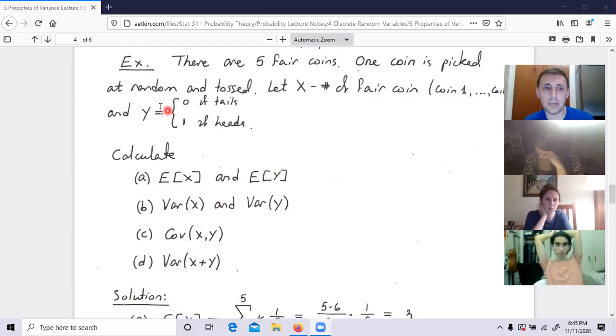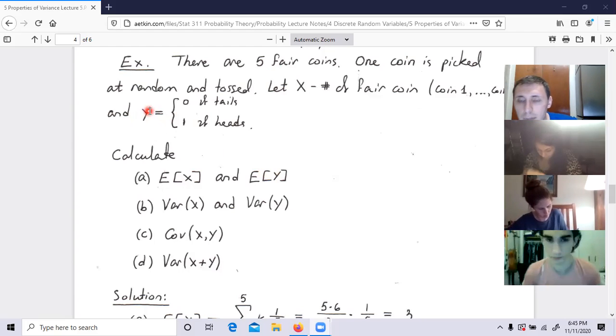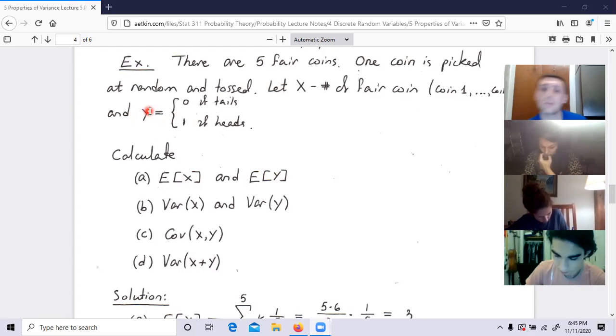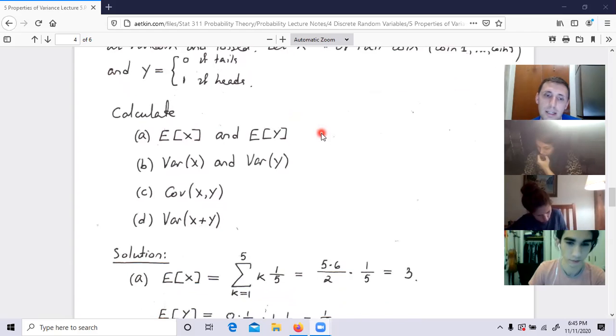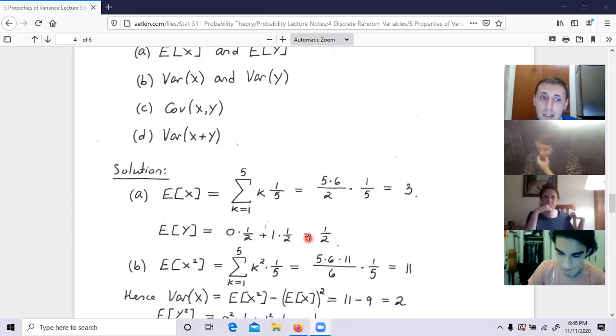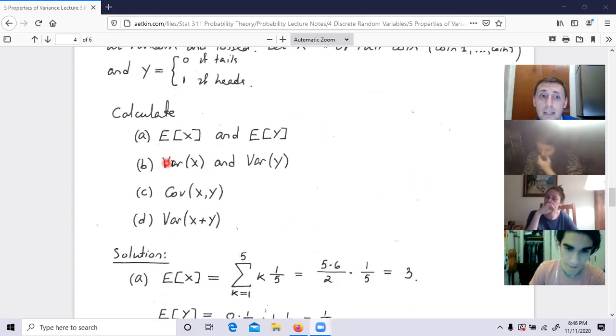For the second part, how do I calculate the expected value of y? I can always reduce to the universe where I pick coin number 1. Do you agree? Because whenever I toss something, it's the same result as if I were tossing coin number 1. And that means that the expected value of y is 1/2, as Naomi said. Okay, good. 3 and 1/2. Good. Now let's calculate the variances.